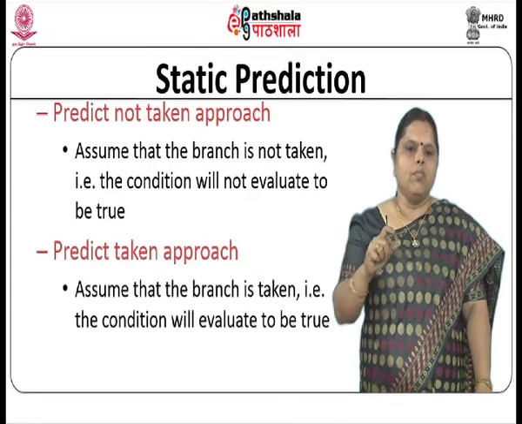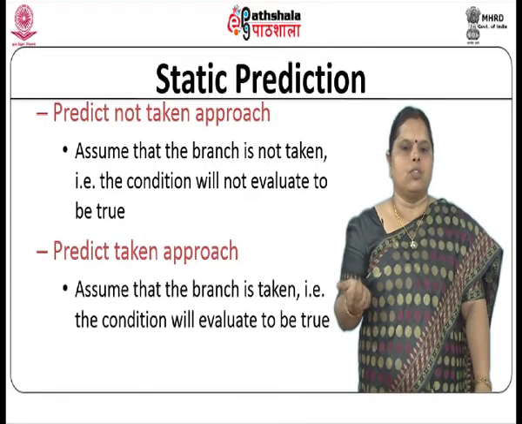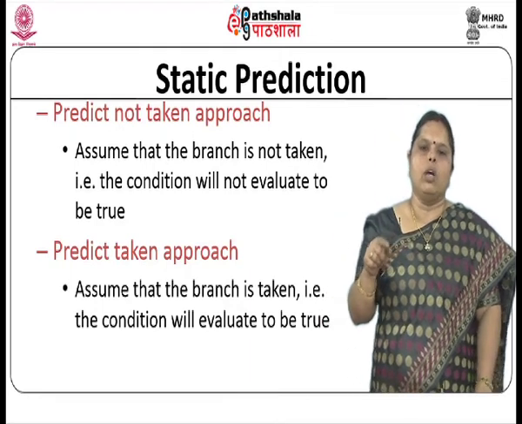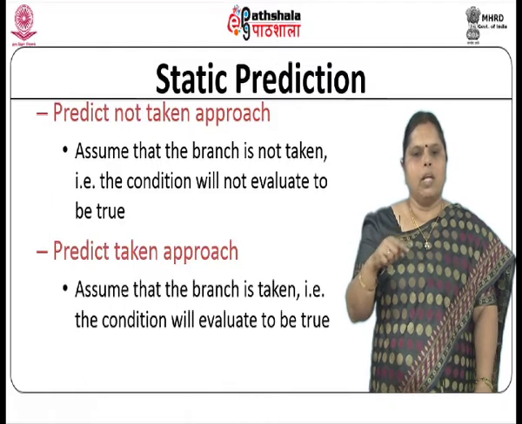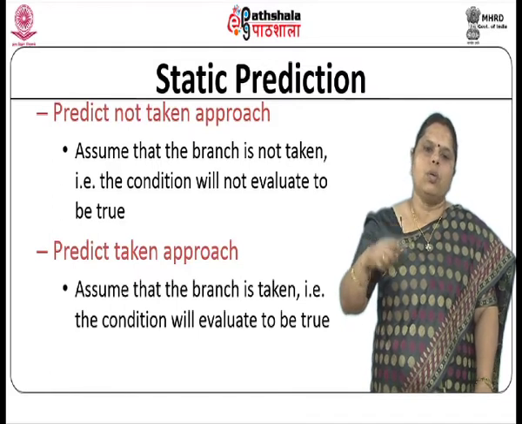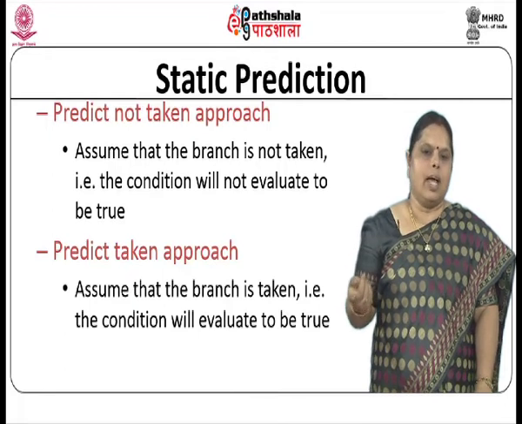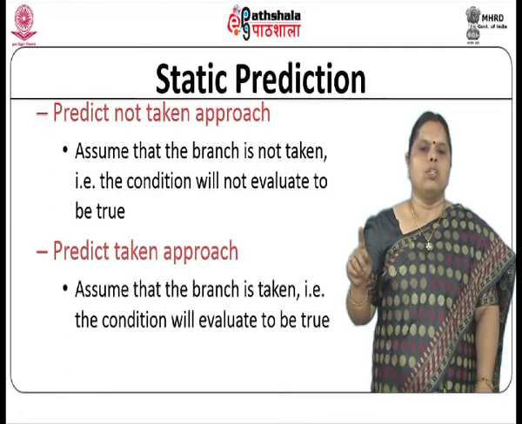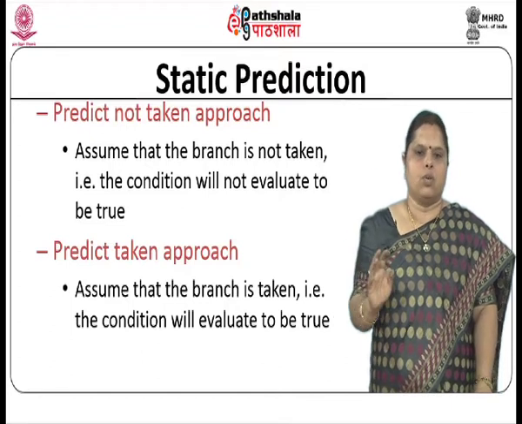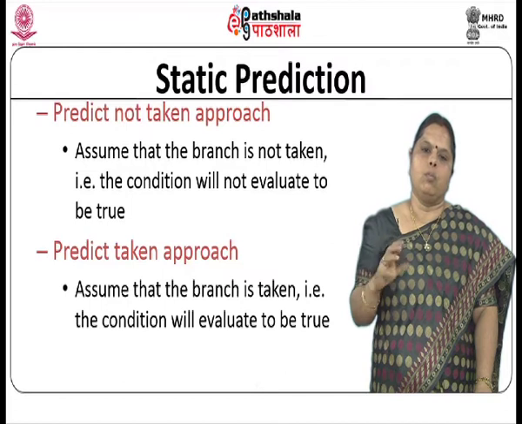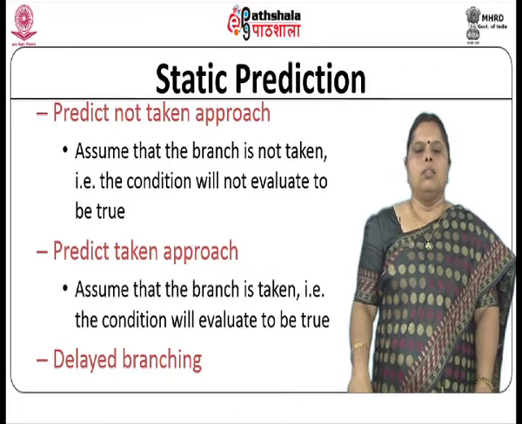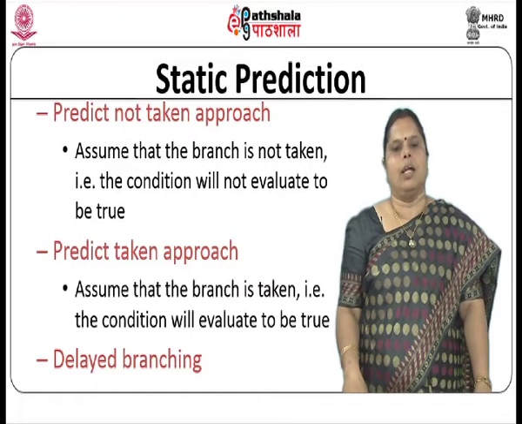But still, even if you assume the taken path at execution time, at runtime, you should make note of the fact that you cannot give wrong execution. So, basically you will have to write compensatory code. You may have to execute certain instructions again, but the execution will not be faulty, though you may take more time for execution. That is the basic concept for both the predict not taken approach as well as the taken approach. The third method that we look at is delayed branching.